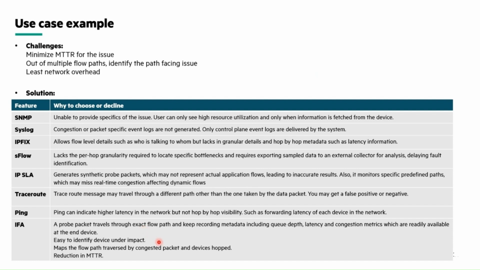Finally, we have IFA, which sends a probe packet to travel through the exact flow path and keeps recording the metadata, including queue depth, latency, and congestion metrics, which are readily available at the end device. It allows easy identification of the device under impact. Plus, it maps the flow path traversed by the congested packet and the devices hopped along the way. This helps to reduce MTTR as well. So based on the comparison here, it can be considered that IFA fits in well as the solution for this issue.